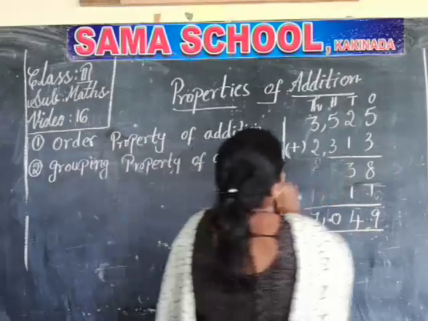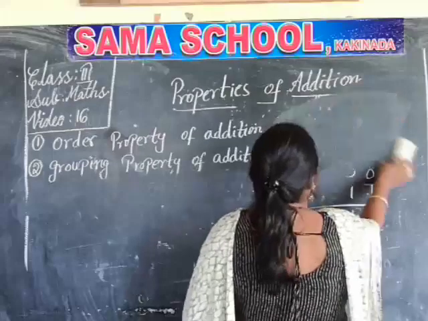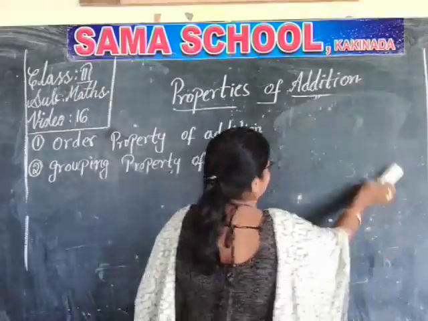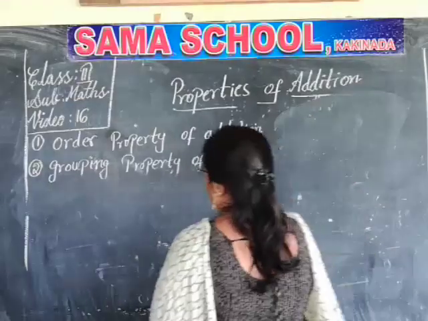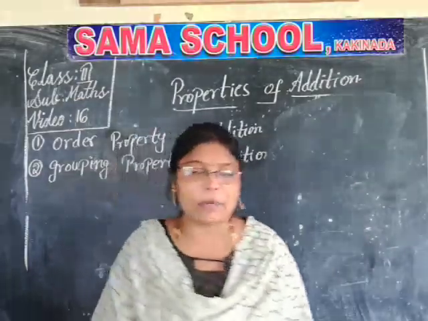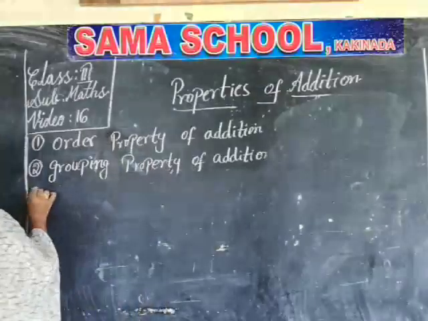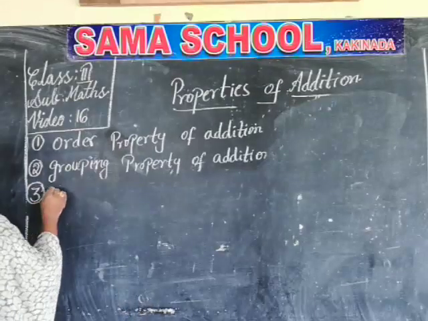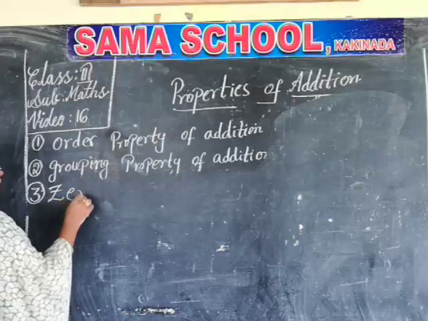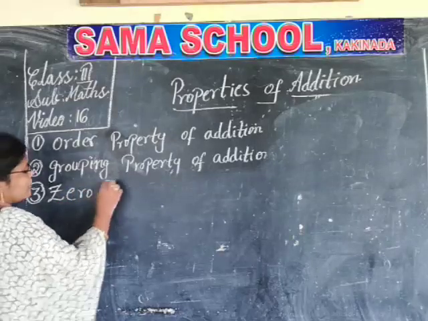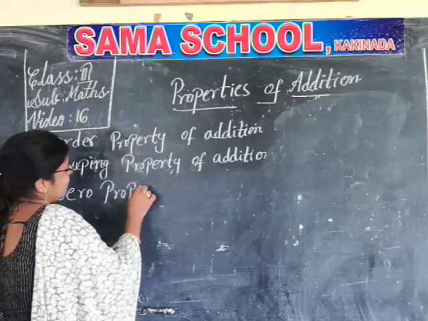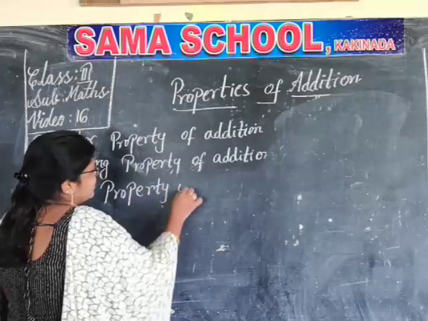Now, let us see the last property but very important property of addition. What is the third property of addition? It is zero property of addition. What is the third property, children? Zero property of addition.